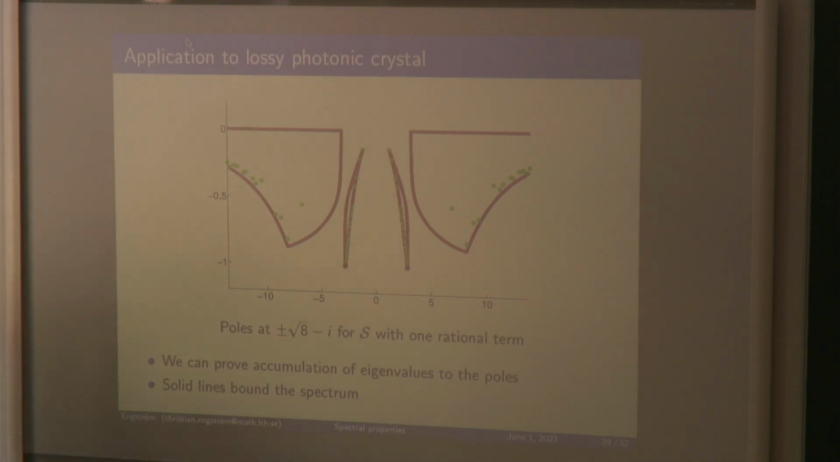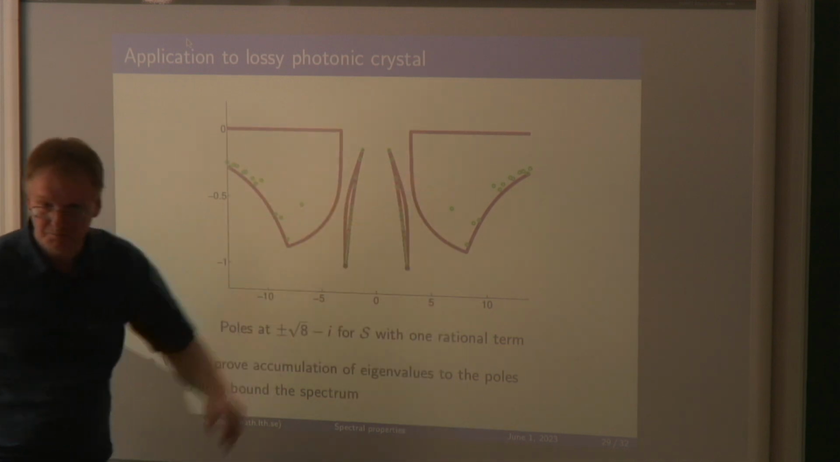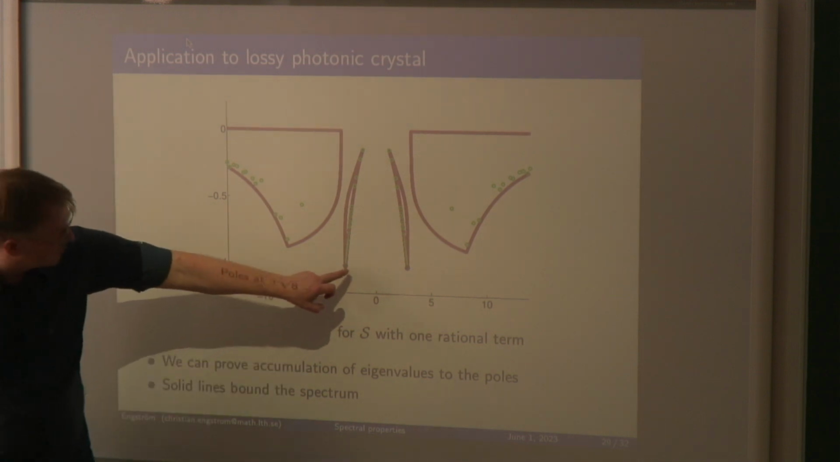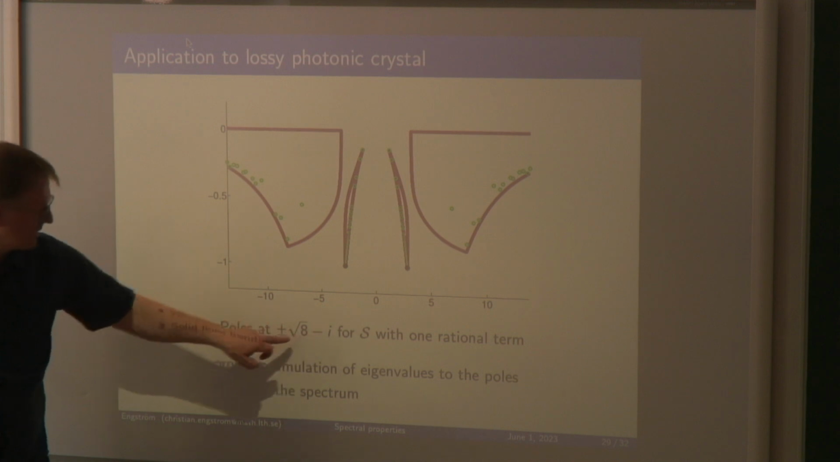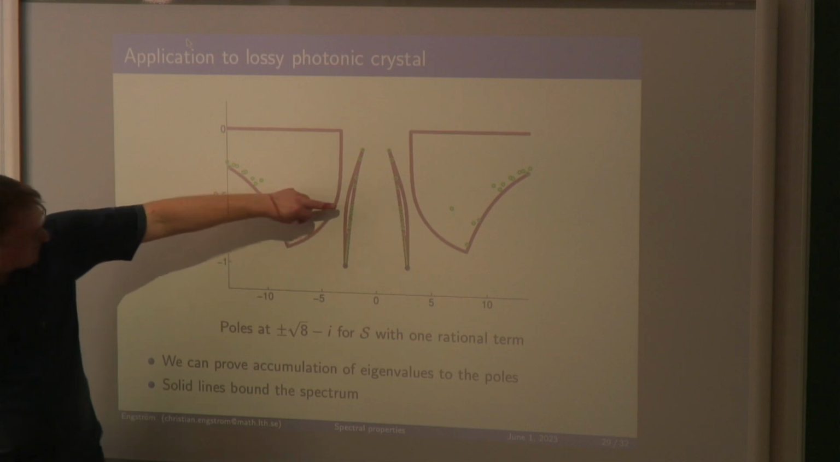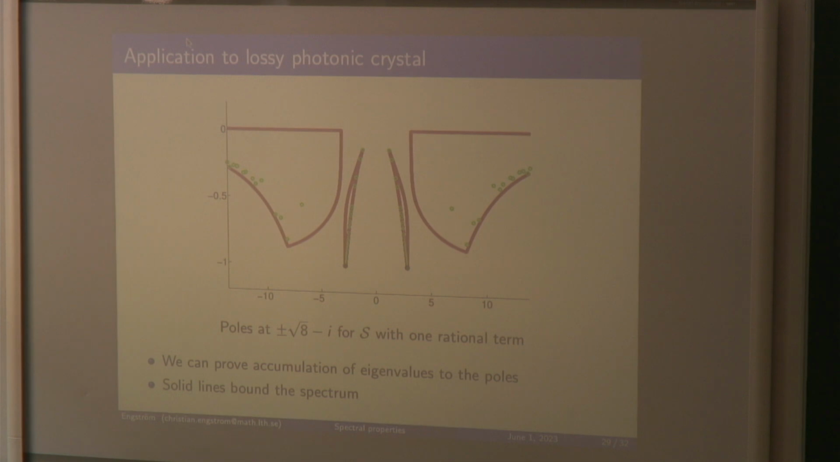So if we now look at one concrete problem again, a picture of how this looks, then we use these bounds of the numerical range, which in this case are these red parts here, and we have poles at these 2 points. These are these ones here, and we could then prove accumulation of eigenvalues, and numerically you get a lot of eigenvalues close to these poles. So this is how you see it.